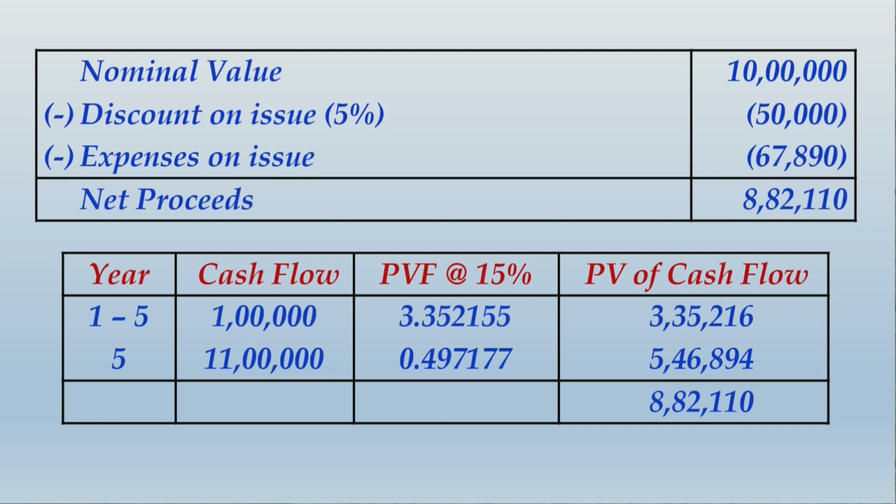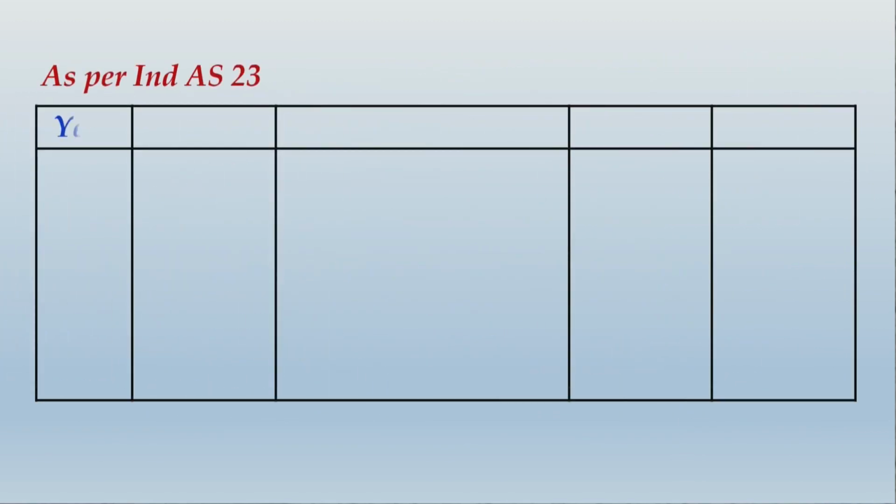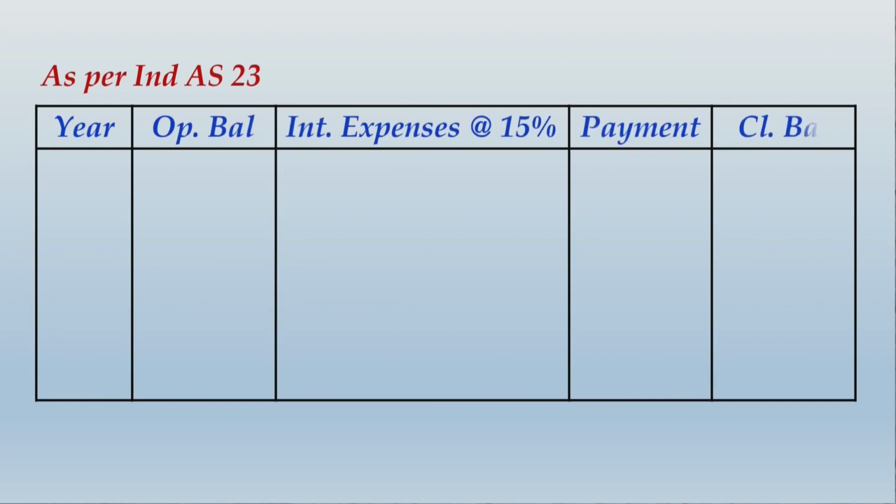Alright friends, you would have finished writing this much. Let us move ahead and continue writing further. As per Ind AS 23, you are first of all going to compute the interest expenses using effective interest rate of 15% on year to year basis, and you have learned how to do it. Year 1, the net proceeds received initially will be the opening balance of liability, and interest expenses on effective basis will be at 15% of this liability.